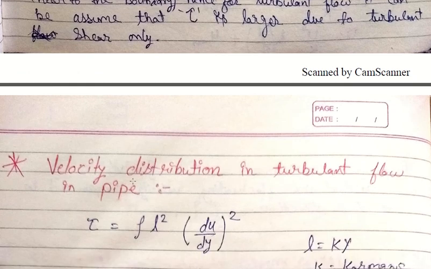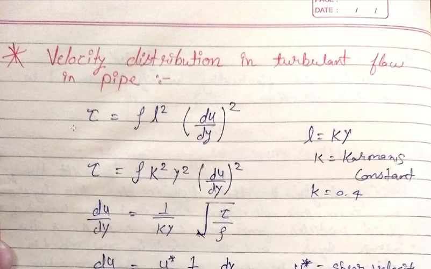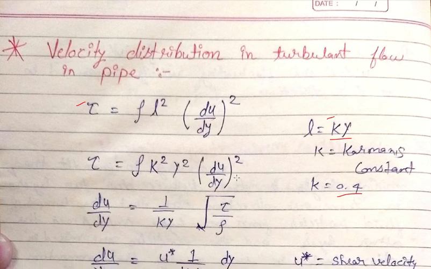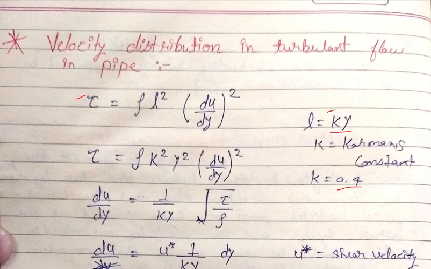Now today we continue our lecture. Today's topic is velocity distribution in turbulent flow in pipe. Now here tau is equal to rho L square (du by dy) square. Now here L equals ky, where k is the Karman's constant and its value is 0.4. So put the value of L, which is equal to ky.